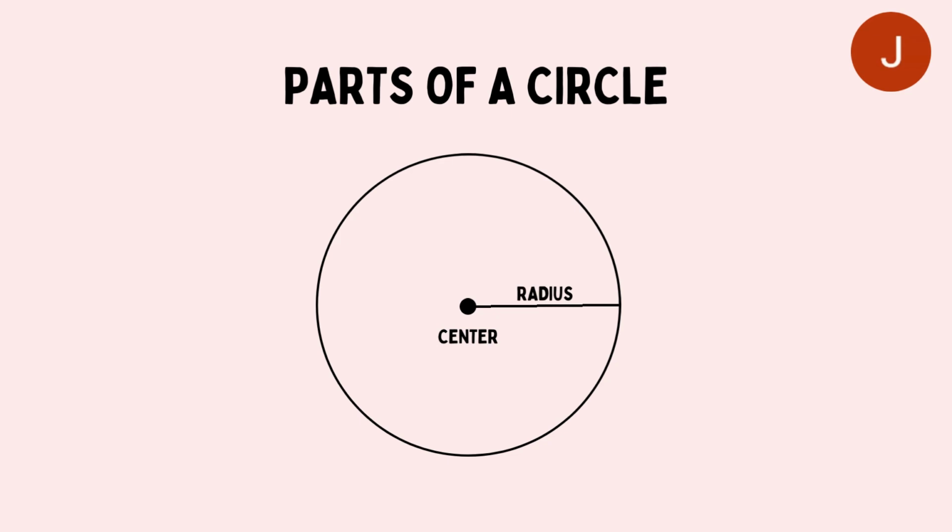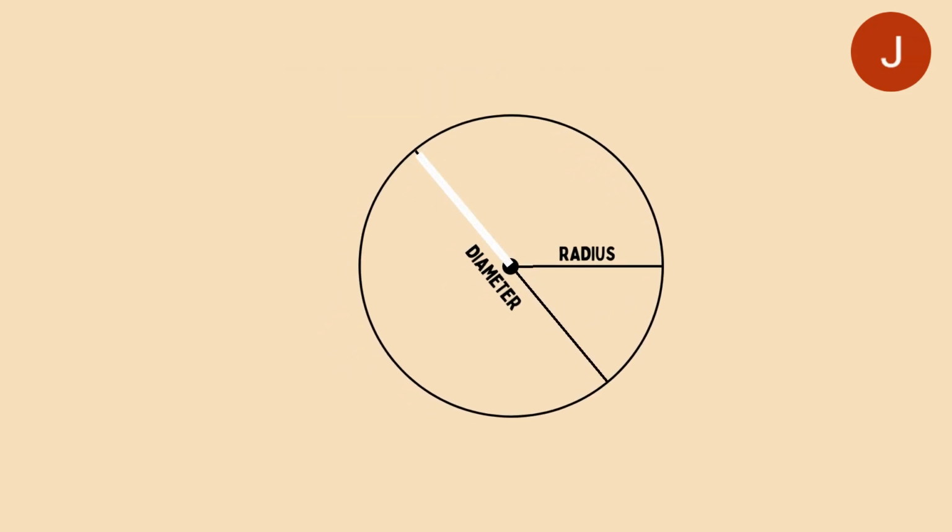And if we wanted to join any two parts of the circle passing through the center, then this segment is called the diameter. Now, if you notice, the diameter is made up of two radii. This is the first one marked in white, and this is the second one marked in white as well. You notice that this diameter is made up of two radii.